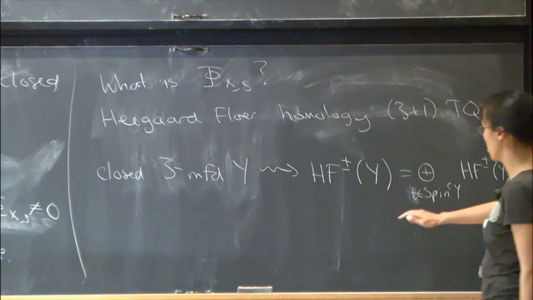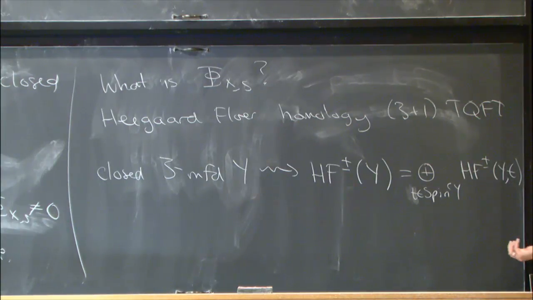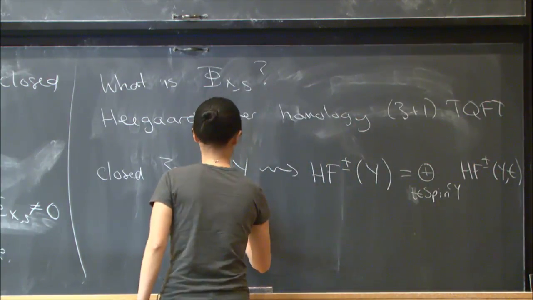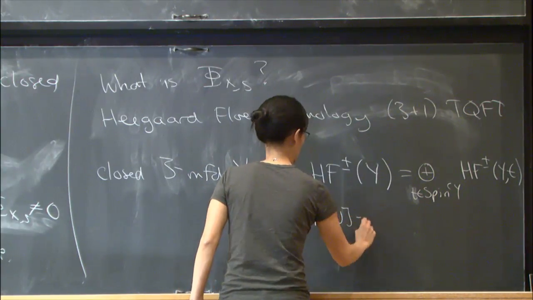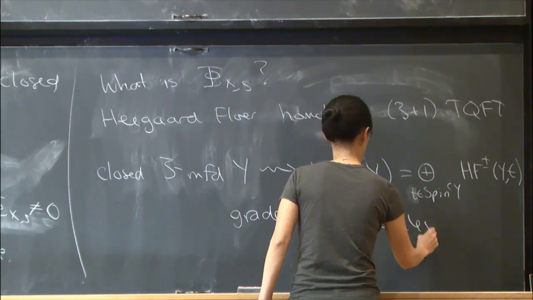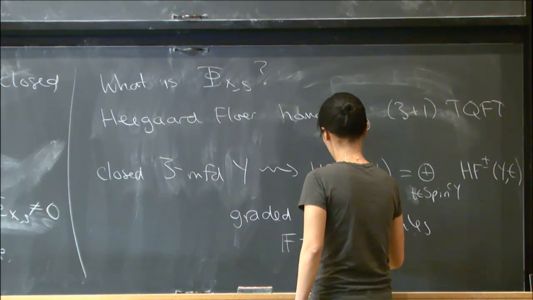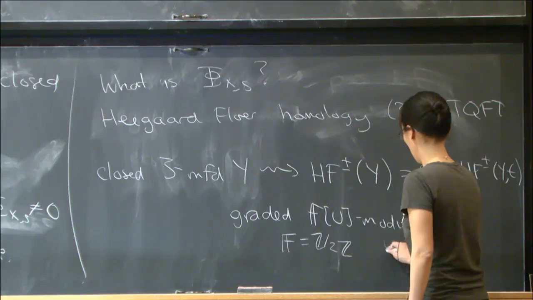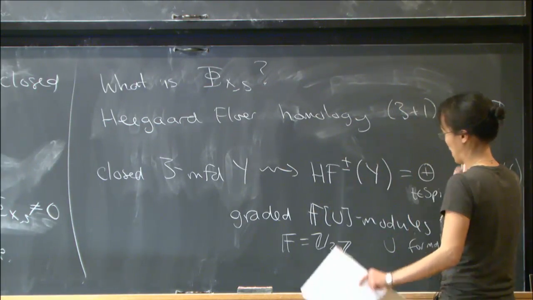And so what type of algebraic objects are these invariants? Well, these are graded F[U]-modules. So for us, F will be the field of two elements, and U is a formal variable that has degree minus 2.